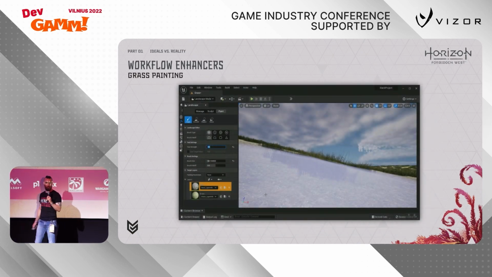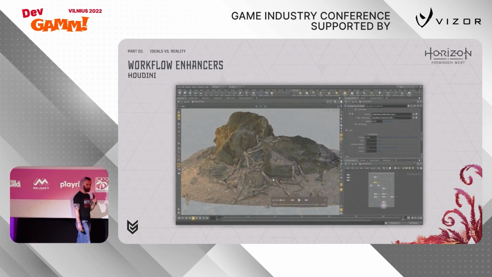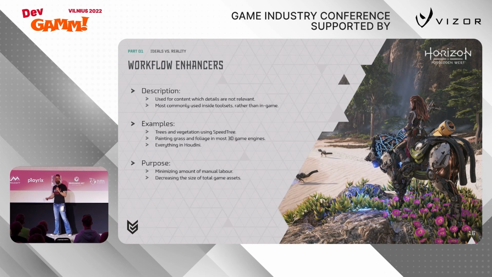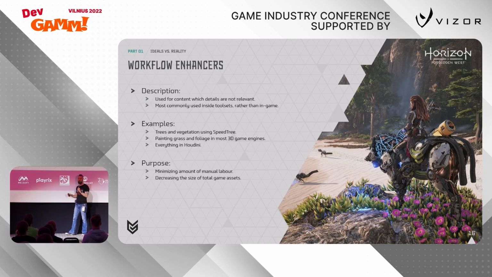placing of grass and foliage that is available on most 3D game engines nowadays, or in general, pretty much anything you can do in Houdini. These serve two purposes. One, to decrease the amount of manual labor required to develop the game, and secondly, for decreasing the amount of game data that needs to be shipped with the game.